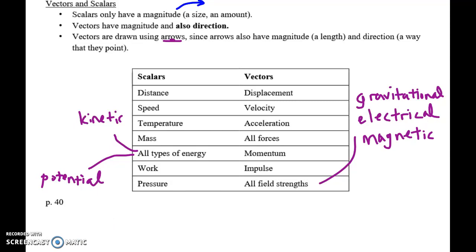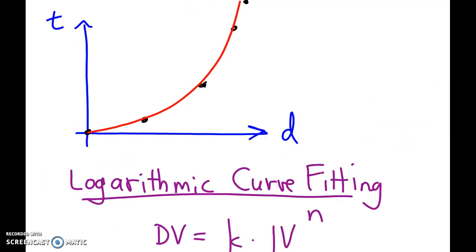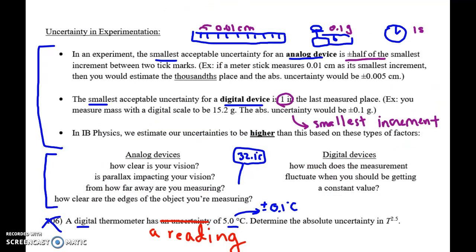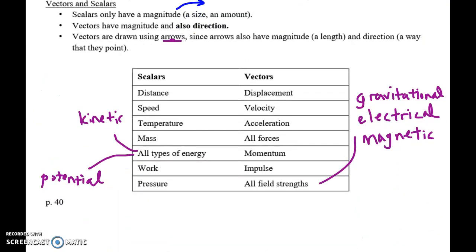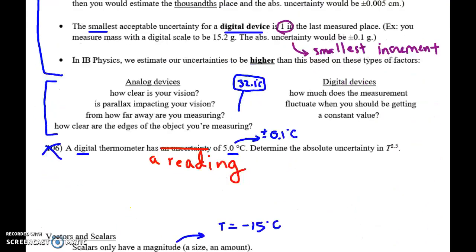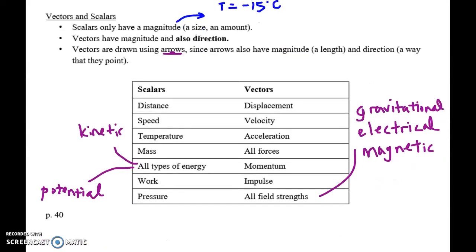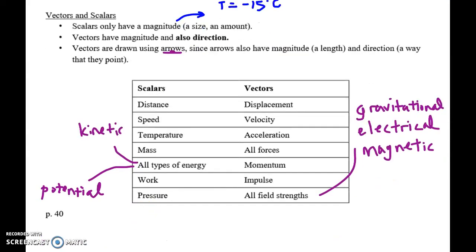This is a good list to memorize. Another one though, first. Another one we have to add for a scalar. Charge, electrical charge, and electrical current. Those are both scalars, believe it or not. So add those to the list.